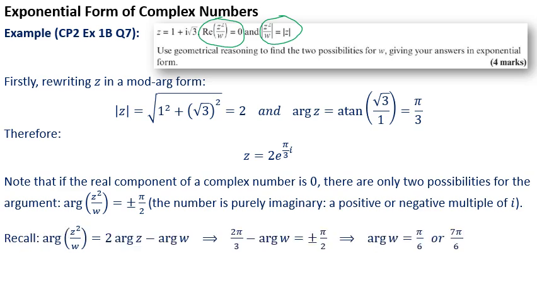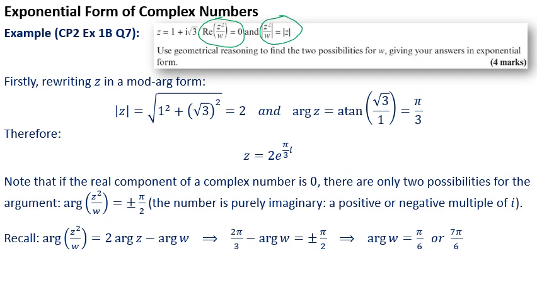The argument of z squared over w, we know because of the way arguments combine, is equivalent to the argument of z plus the argument of z minus the argument of w. When we multiply complex numbers, we add the arguments. So if we're dividing complex numbers, we subtract the arguments. And in this case, we're just going to pull it apart.